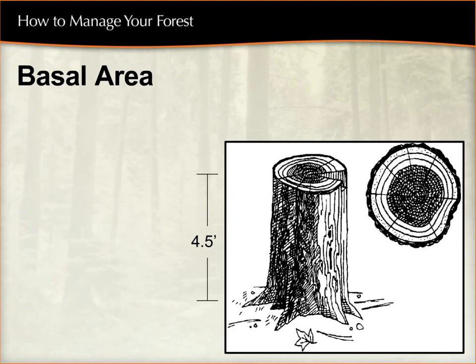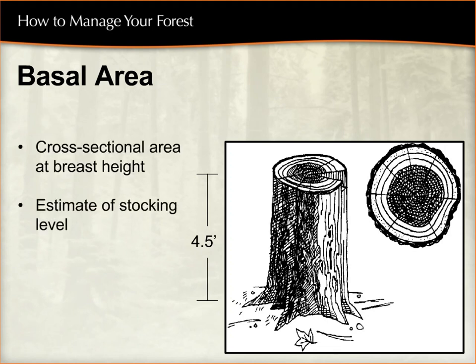Another useful tree attribute we might calculate is its basal area. Basal area is simply the cross-sectional area of a tree measured at 4.5 feet high. You can think of it as cutting a tree off and leaving a 4.5 foot stump, and then taking the surface area of the top of that cut stump. This isn't measured directly, but rather it's calculated using the tree's diameter. For example, a 14-inch diameter tree will have around 1 square foot of basal area.